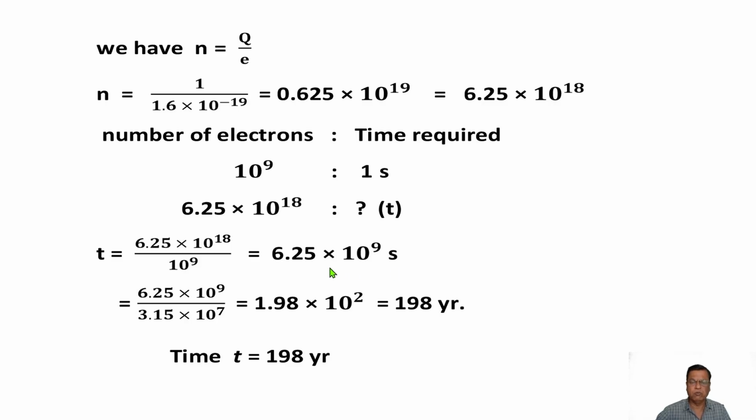Now if you want to convert into years, then once again divide the value by 3.15 into 10 to 7. You know, everybody, that 1 year equals 3.15 into 10 to 7 seconds. So 6.25 into 10 to 9 divided by 3.15 into 10 to 7, we have 1.98 into 10 to 2. Now again utilizing the power 10 to 2, it is converted into 190 years. So the total time T equal to 190 years.